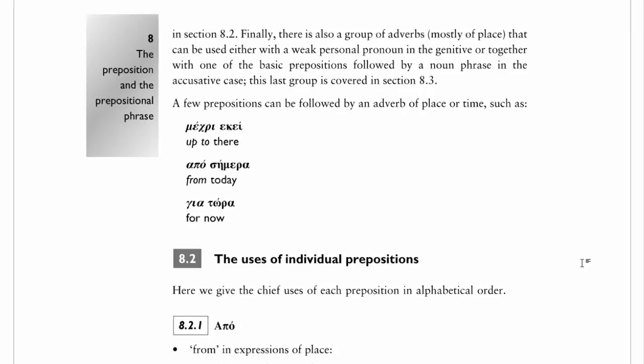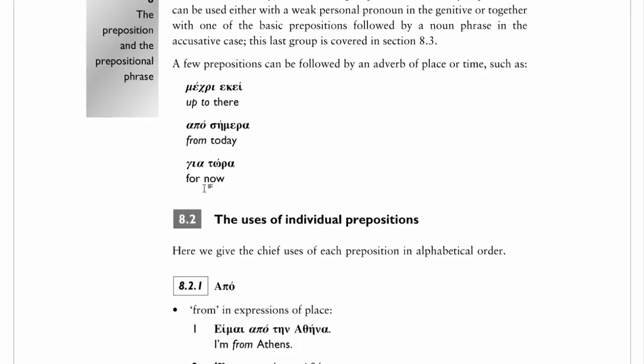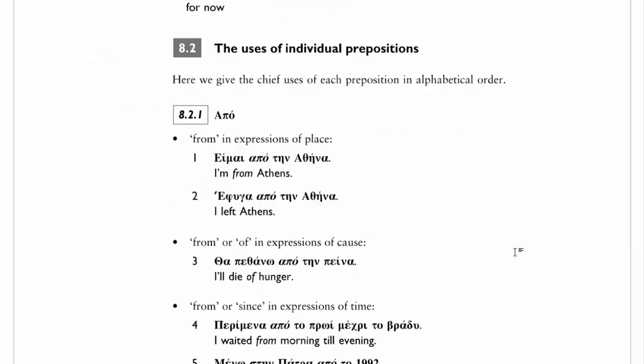A few prepositions can be followed by an adverb. An adverb is a word that modifies a verb, of place or time, such as mehri ekei, up to there; apo simera, from today; gia tora, for now. The uses of individual prepositions. Here we give the chief uses of each preposition in alphabetical order. Keep in mind you can always pause this to read, or go back, so feel free to use it as you like if I'm going too fast.